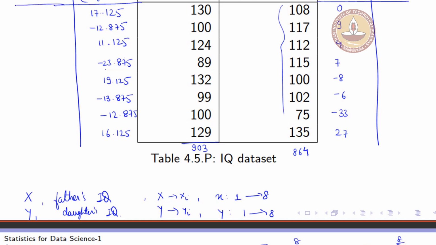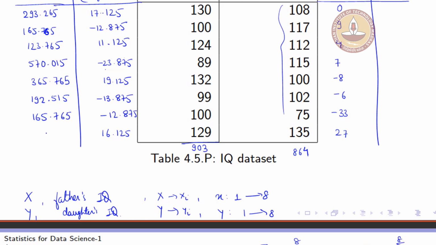Now calculate the square deviation. So this is xi minus x bar whole square. That is going to be 293.265. This is 165.765. This is 123.765. This is 570.015. This is 365.765. This is 192.515. This is 165.765. This is 260.015.